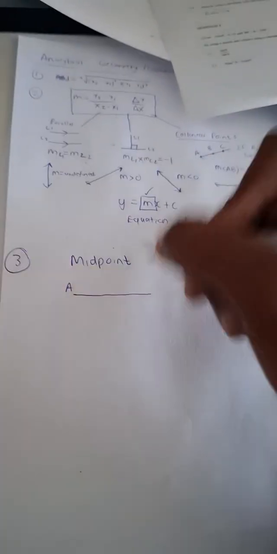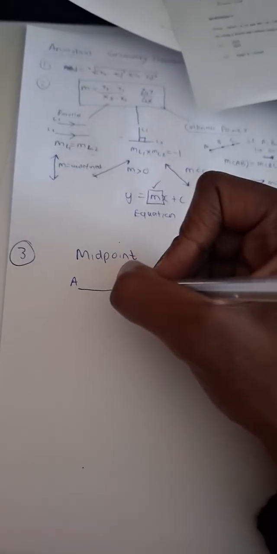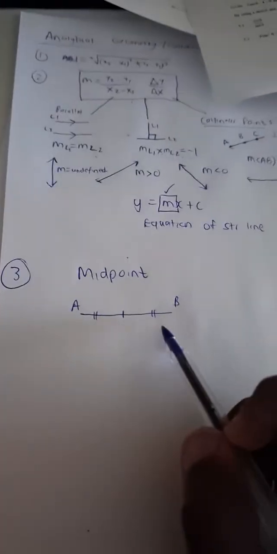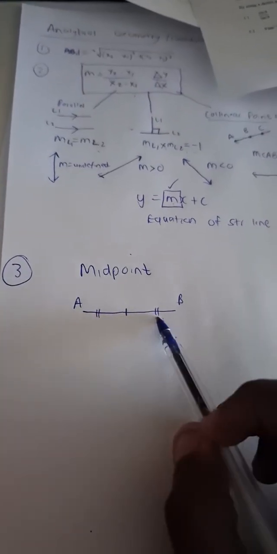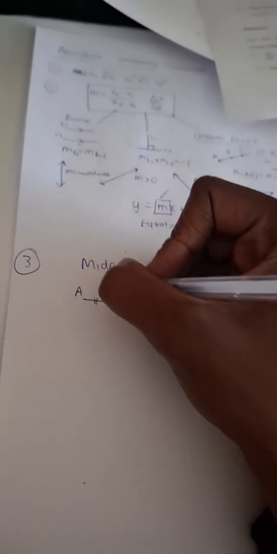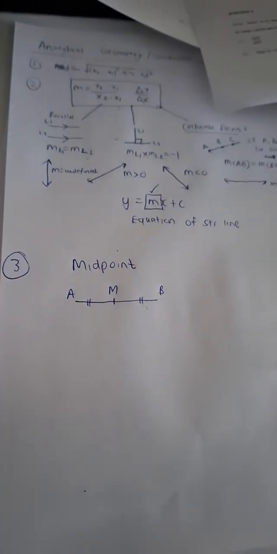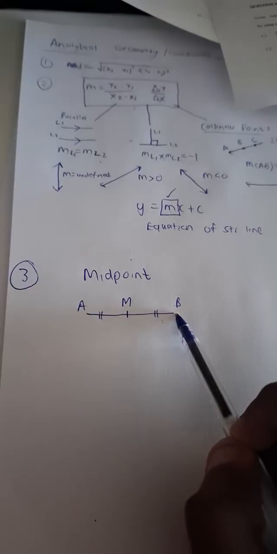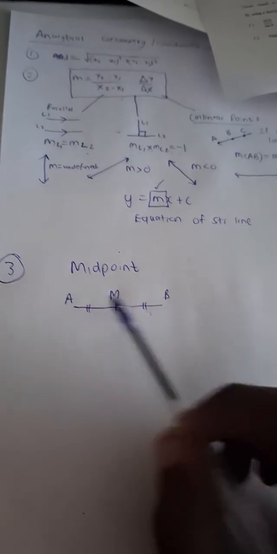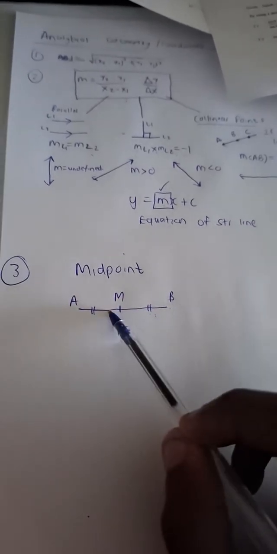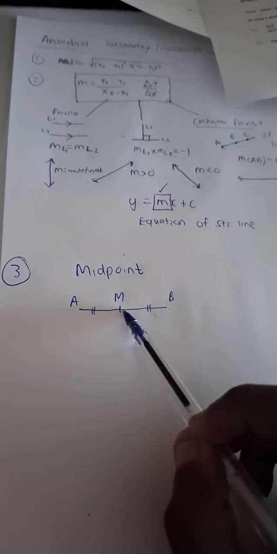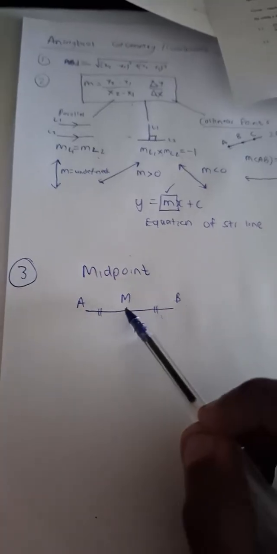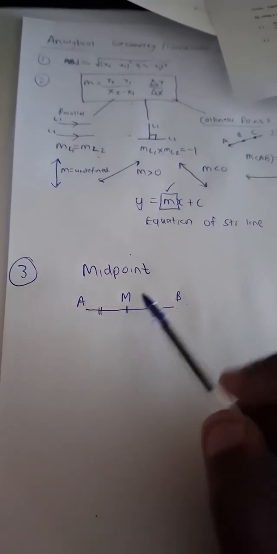If you have A, you have B, and apparently, okay, take note, some symbols that would indicate that M is a what? Is a midpoint. MB on this line, on the same straight line, is equidistant to AM. The distance from A to M is the same distance from M to B. So we call this the midpoint.